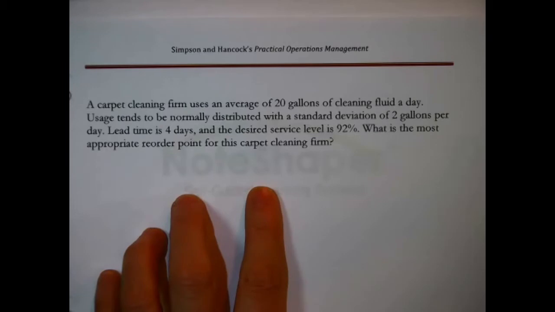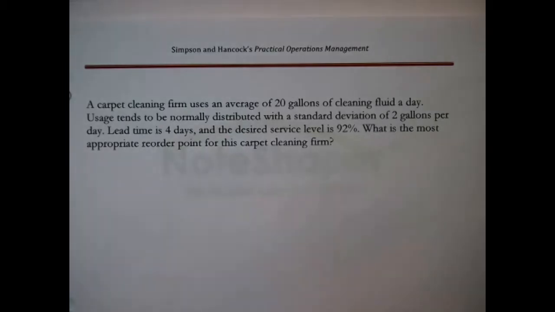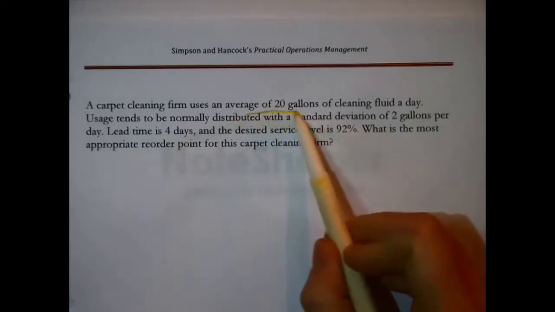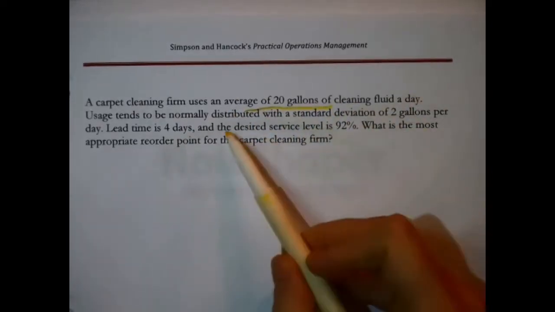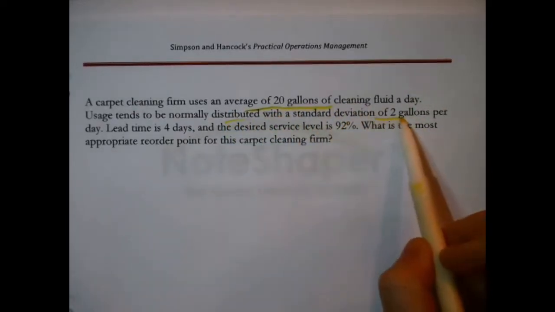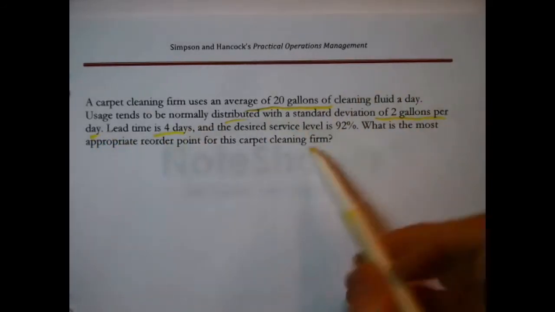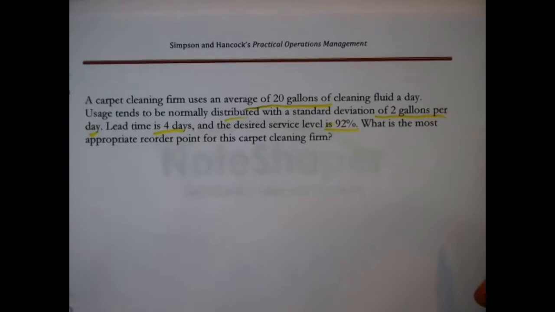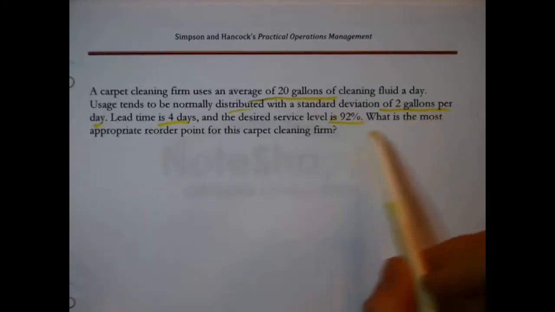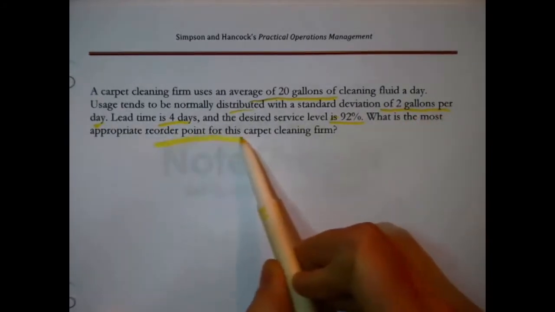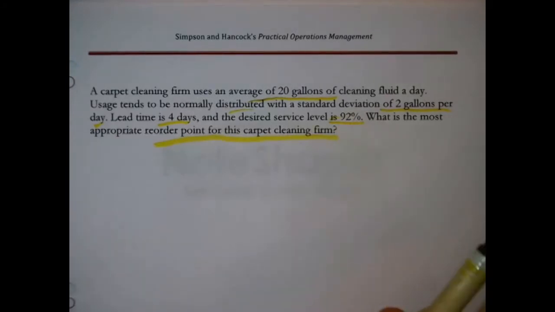A carpet cleaning firm uses an average of 20 gallons of cleaning fluid a day. Okay. Important fact. Usage tends to be normally distributed with a standard deviation of 2 gallons a day. Lead time is 4 days and the desired service level is 92%. What's the question? What is the most appropriate reorder point for this carpet cleaning firm?